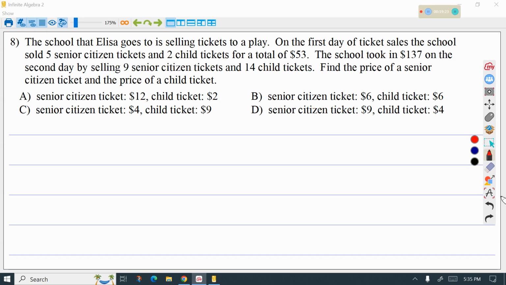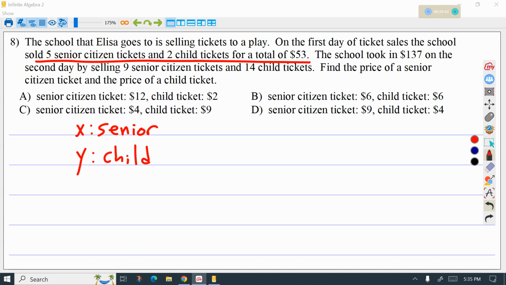When you read them, one of the first things you want to do when you're setting up your work is to show me what's X and what's Y. Let's make X the seniors, the number of senior tickets, and we'll make Y the number of child tickets. All right? I'm abbreviating it a little bit, so bear with me. I know I didn't write a whole sentence there.